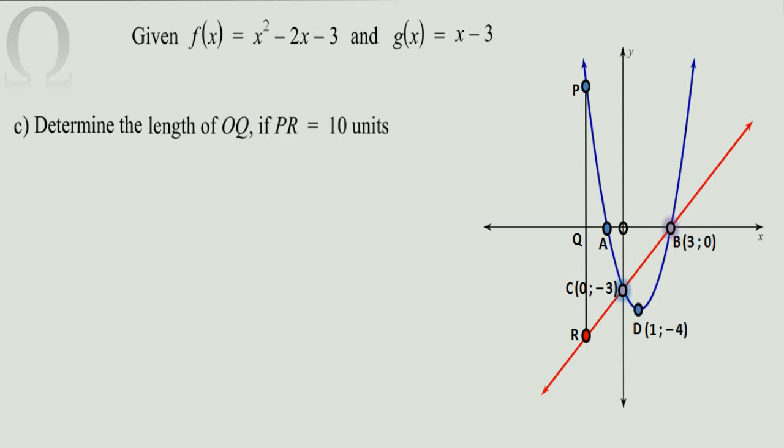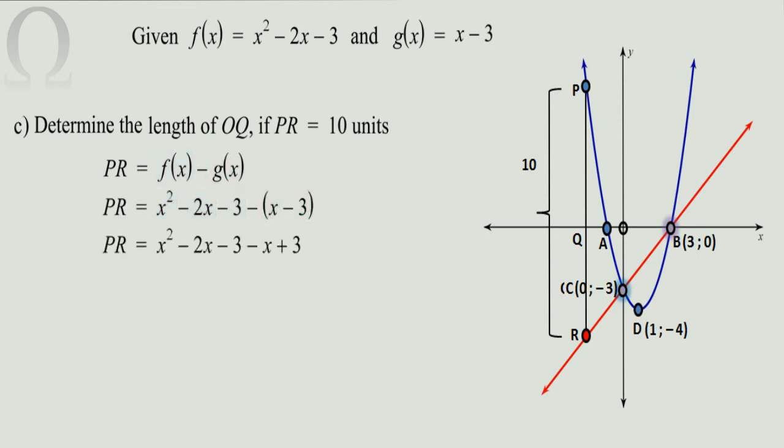Next, we are required to determine the length of OQ, if PR equals 10 units. Point P lies on the graph of f(x), and point R lies on the graph of g(x). The difference in the y values of points P and R is 10 units. Just to clarify, points P and R have the same x-coordinate, since the line segment PR is parallel to the y-axis. Line segment PR therefore represents the difference between the y-coordinate of point P and the y-coordinate of point R. What this means is that we can say PR = f(x) - g(x). Line segment PR is therefore represented by the expression x² - 3x. We were given that PR is 10 units in length, therefore 10 = x² - 3x.